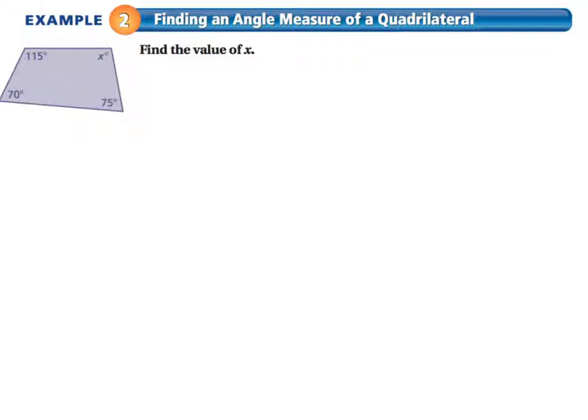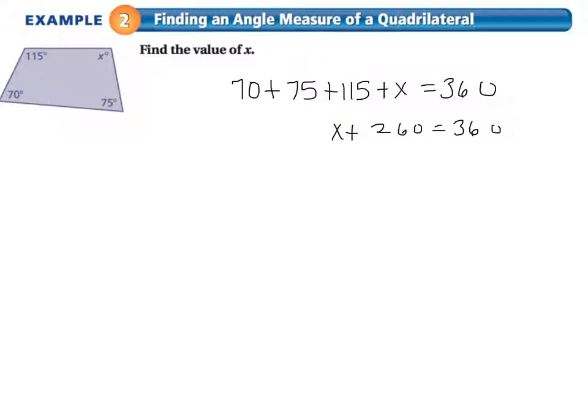So example number 2, find the value of x. Well, we know three of these angle measures, so the equation I could write would be 70 plus 75 plus 115 plus x equals 360. Now if I added those up, that would give me x plus 260 equals 360, combining like terms. By the subtraction property of equality, I subtract 260 on both sides, and that would give me the value of x as 100. Not 100 degrees, just 100. The angle measure is 100 degrees. The value of x is 100.